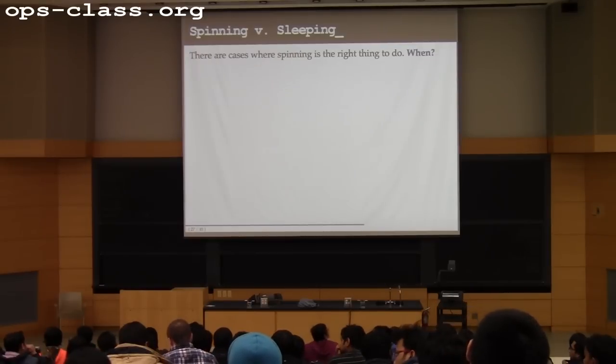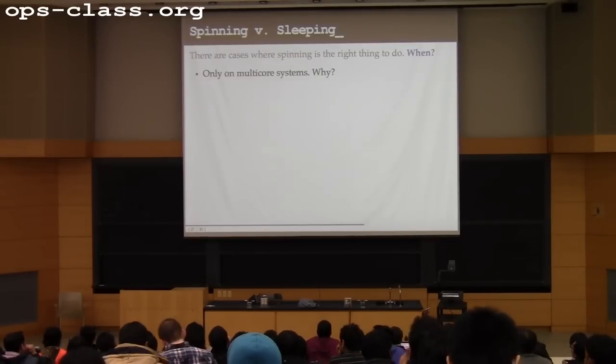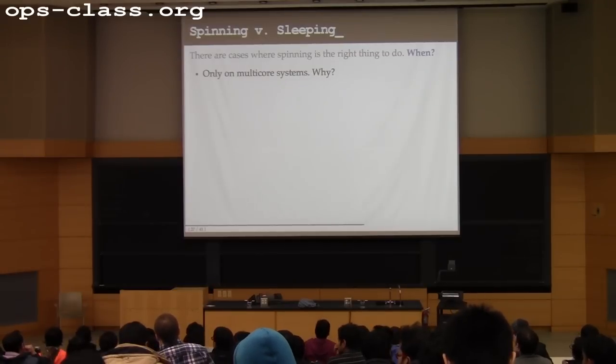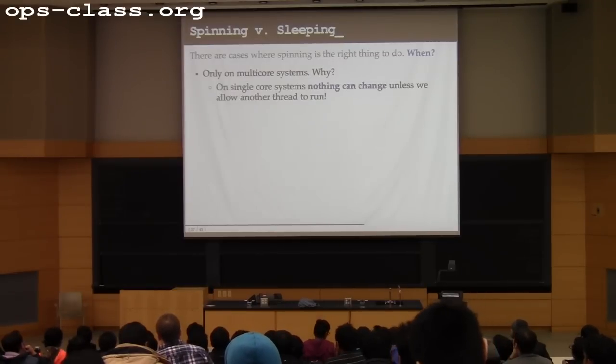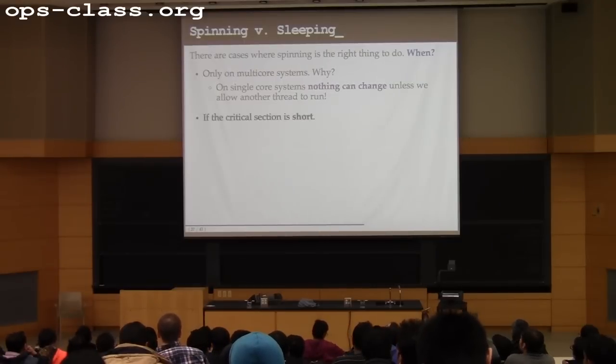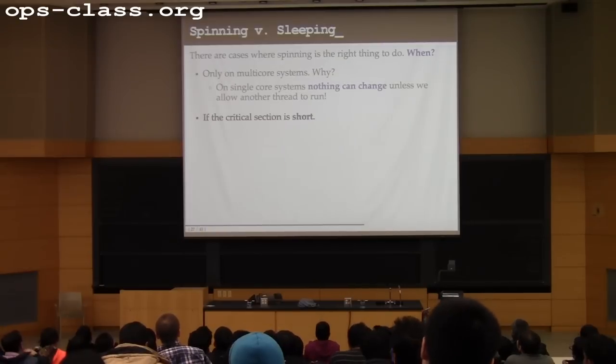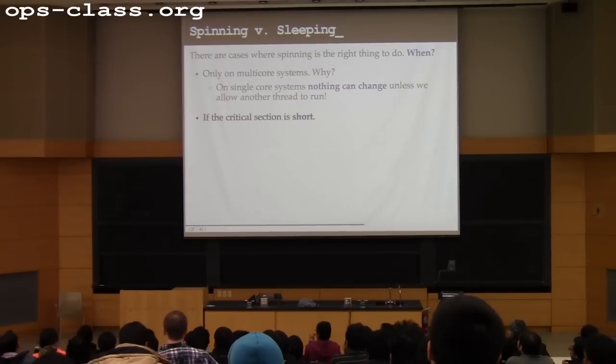Any other questions? Okay. And again, remember, only on a multi-core system do I ever want to spin, because on a single-core system, I'm just blocking another thread that is going to change the thing that I'm waiting for, okay? But the main reason to spin in a critical section is if a critical section is very short, okay?